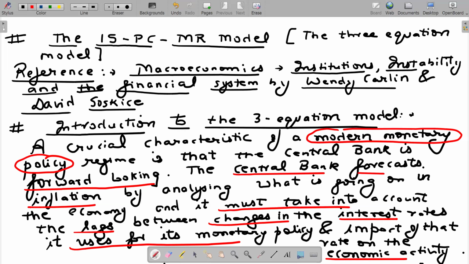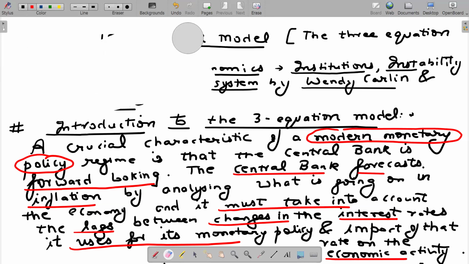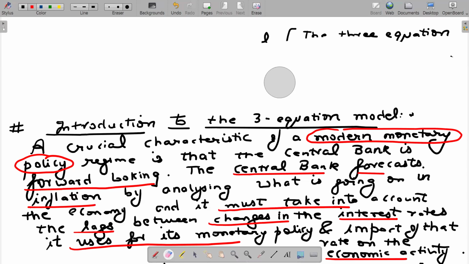So central banks have to take into account the fact that whatever policy they are going to implement, it will take some time for that policy to come into action. So usually there are time lags between what the central bank does and the impact of that on the economy. Okay, so this is what the paragraph was explaining. Now I can erase the initial portion off and I can continue on the top with further explanation.